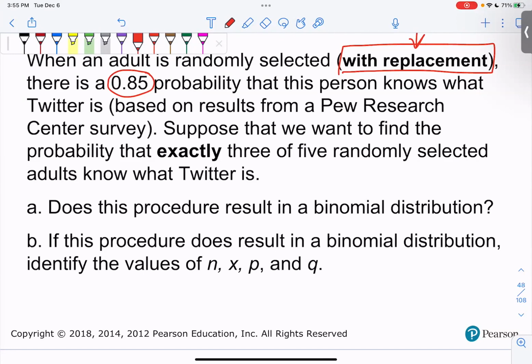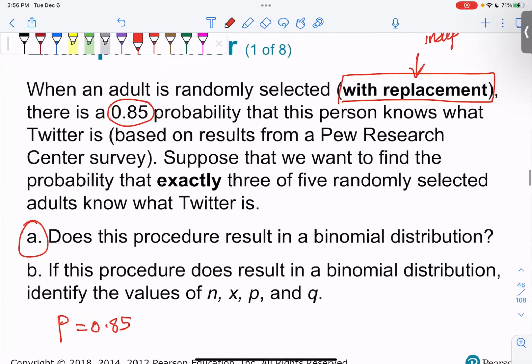Probability of success, p, equals 0.85. Right? That is the probability that this person knows what Twitter is. So now the first question: does this procedure result in a binomial distribution or not? Let's go back. The first requirement: we have a specific number of tries. So how many do we have here?